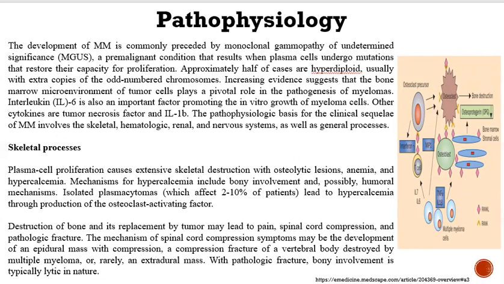The pathophysiological basis for the clinical sequelae of multiple myeloma involves the skeletal, hematological, renal, and nervous systems, as well as general processes. Plasma cell proliferation causes extensive skeletal destruction with osteolytic lesions, anemia, and hypercalcemia. Mechanisms of hypercalcemia include bone involvement and possibly a humoral mechanism. Isolated plasmacytomas lead to hypercalcemia through production of the osteoclast activating factor.